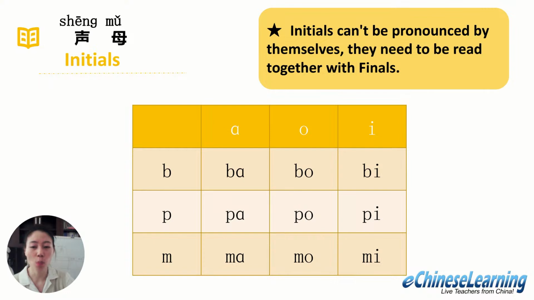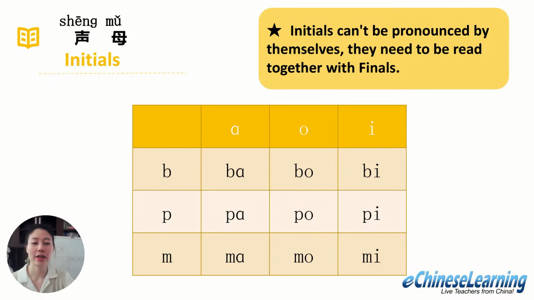Next one is bo, o, bo. So that would be bo. The last one here is bo, e, be. That pronunciation sounds just like the letter B, right? Yeah, B. So one more time for the b line. That would be ba, bo, be.